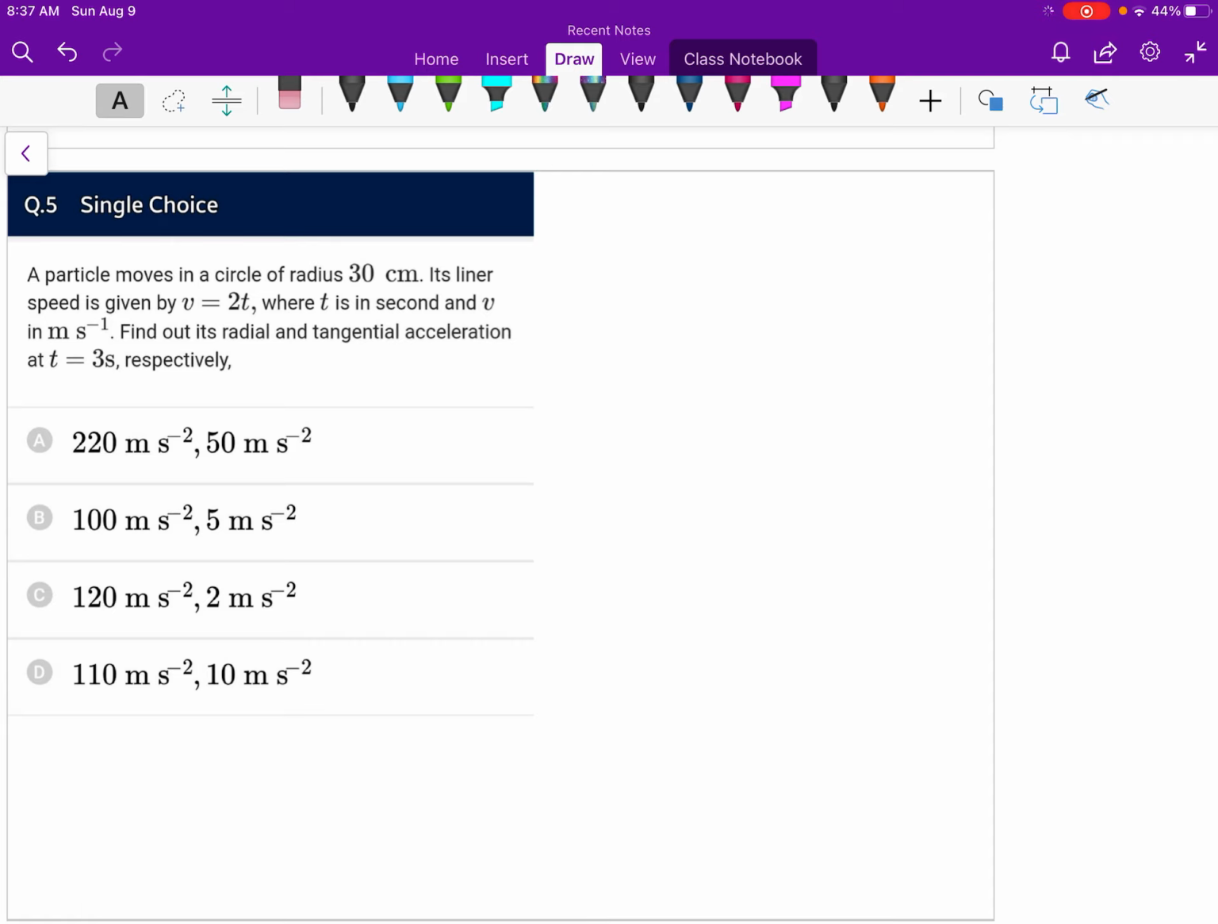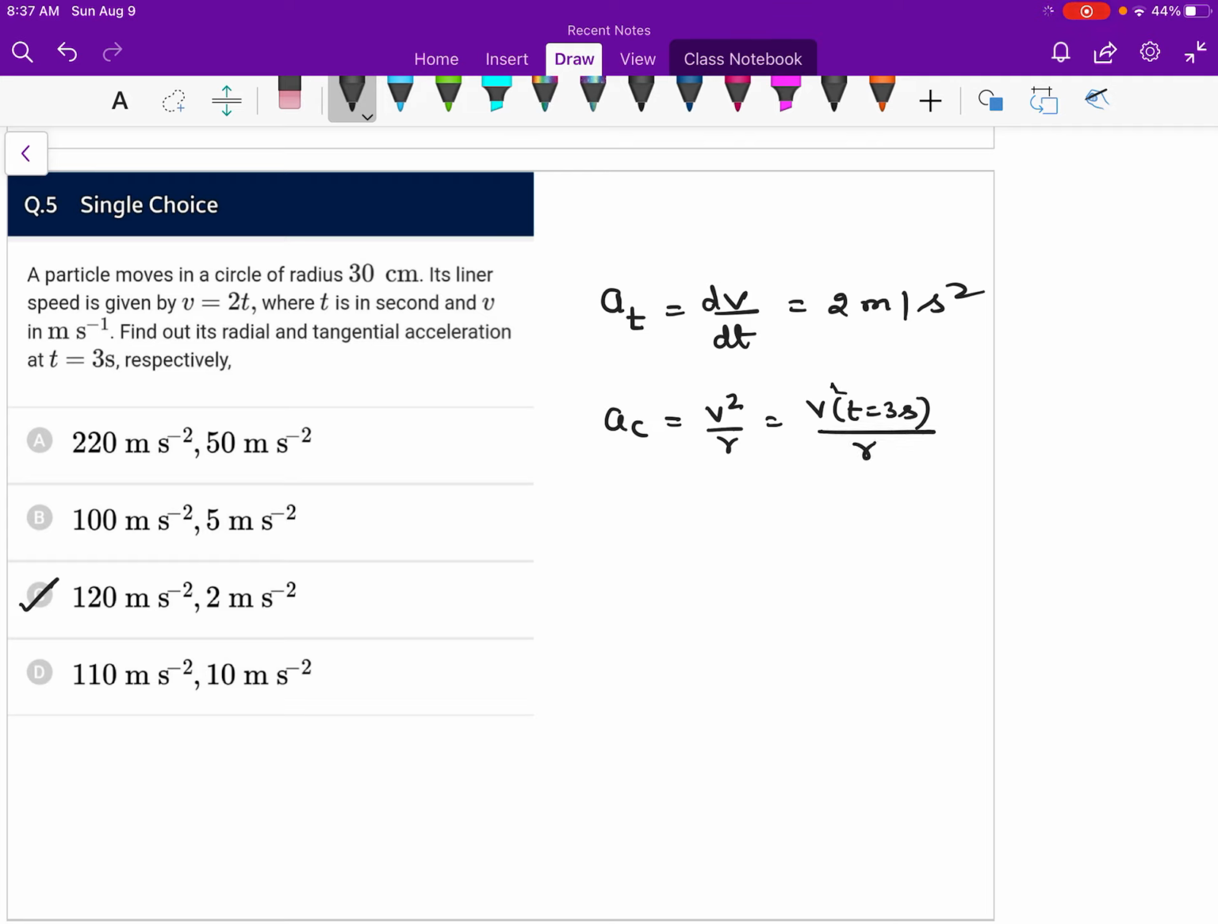A particle moves in a circle; find the radial and tangential acceleration at t equals 3 seconds. So tangential acceleration is dv by dt, which is 2 meter per second square. There is only one option which has 2 meter per second square, so we need not solve for AC. Okay, we can take option C. AC is v square by r. Now v at t equals 3 seconds is 6. So 6 square, 6 into 6, and radius is 0.3 meter. So 360 upon 3, which is 120 meter per second square.